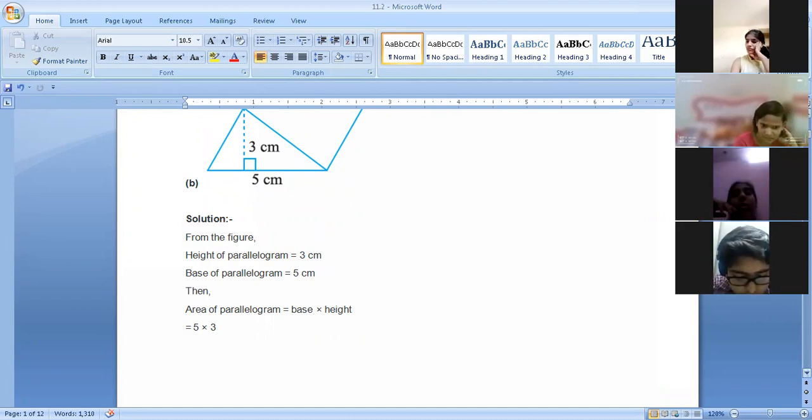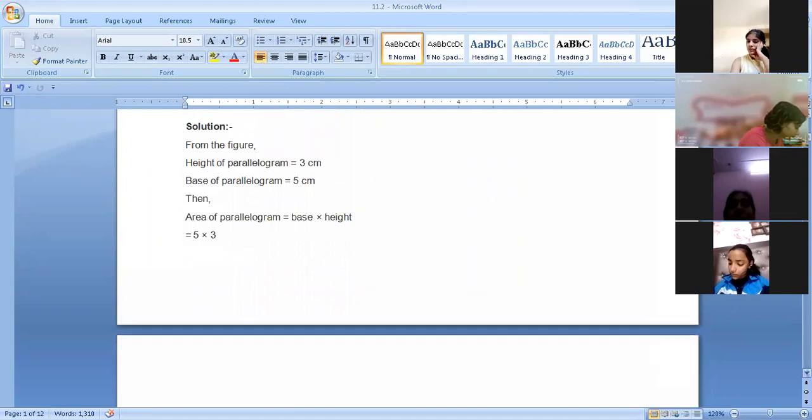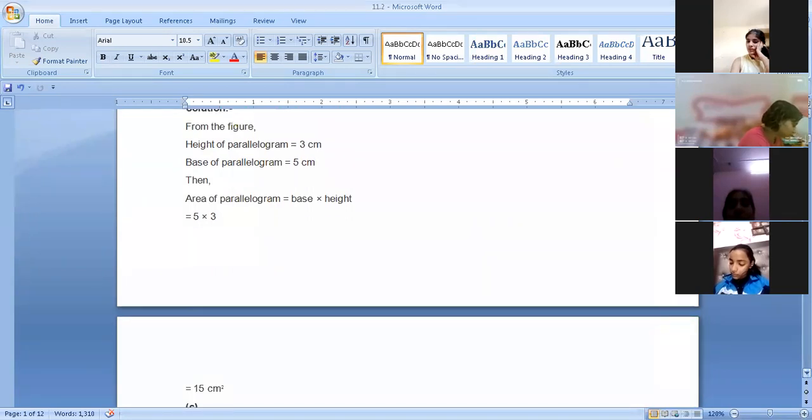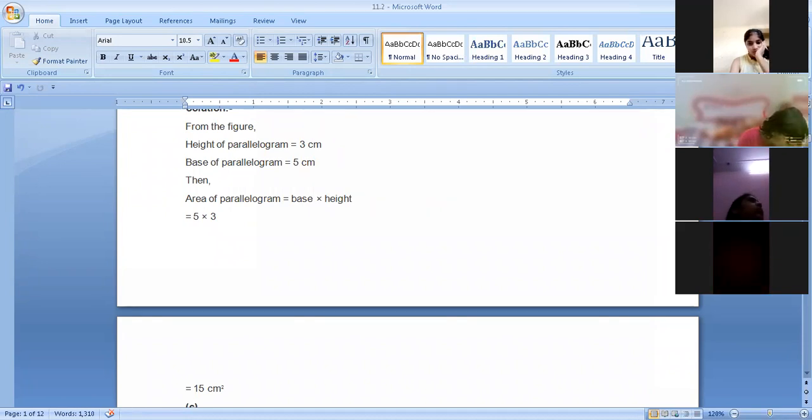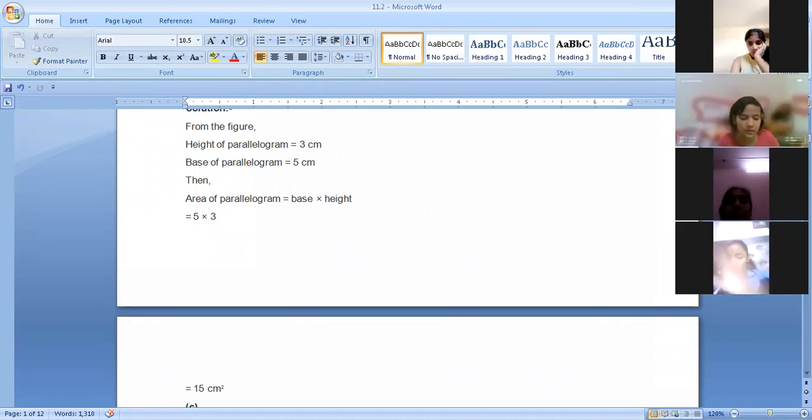Astha Upadhyay, start solving. Jia, answer is correct. 5 3s are 15 centimeters square. That's the right answer. Anupriya, put a square over there. If not 15 centimeter, you have to put square also, because when base and height are multiplied in centimeters, it becomes centimeter square. Right, Dhavanya?